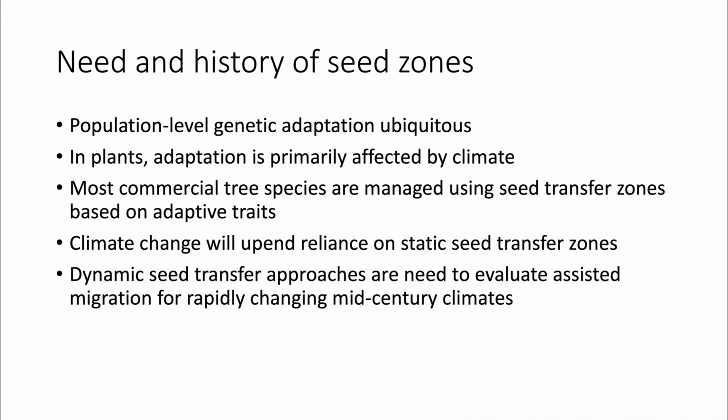As many of you know, population genetic adaptation is ubiquitous in all organisms. In plants, adaptation is primarily through climate, although there's others. And most commercial tree species are now managed through seed transfer zones based on adaptive traits. Climate change, however, will upend reliance on static seed transfer zones. So we need to develop more dynamic seed transfer approaches to evaluate these changes and use them for assisted migration.